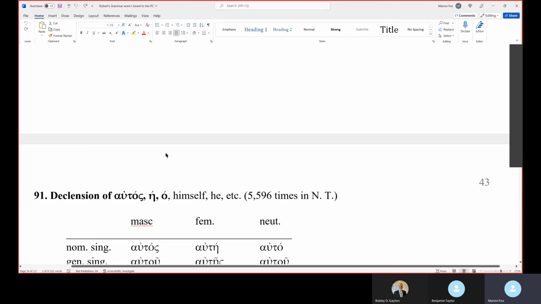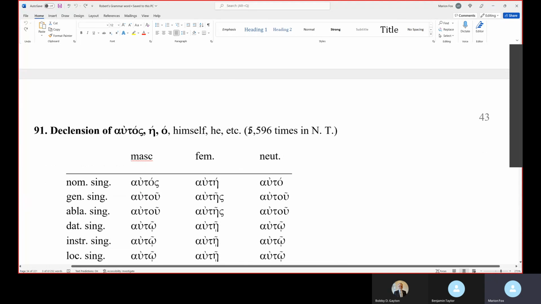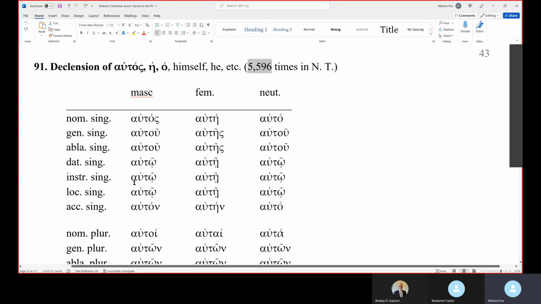Right? Now again, look how many times it's found. I believe this is fairly important since it's found that many times in the New Testament, nearly 5,600 times. So the various forms will be found. All right, you may find any one of these forms, and of course, it could be masculine, feminine, or neuter. And you've got to look at them.